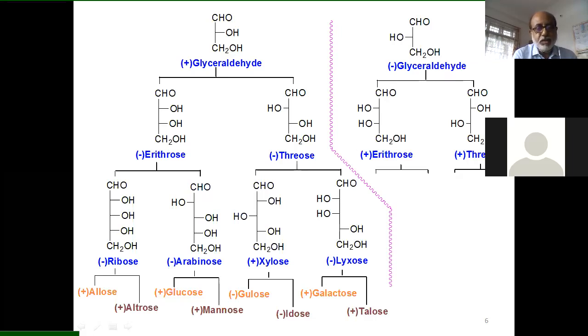Then when we go to aldohexose, you have to remember like a poetry. Allose, altrose, glucose, mannose, gulose, idose, galactose, talose. So if you can do this, you can write down any structure, any configuration, any time, but you will take some time. Got my point? Yes or no? Yes, sir.